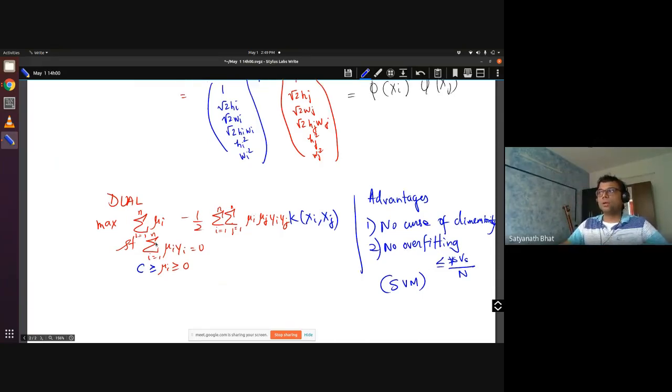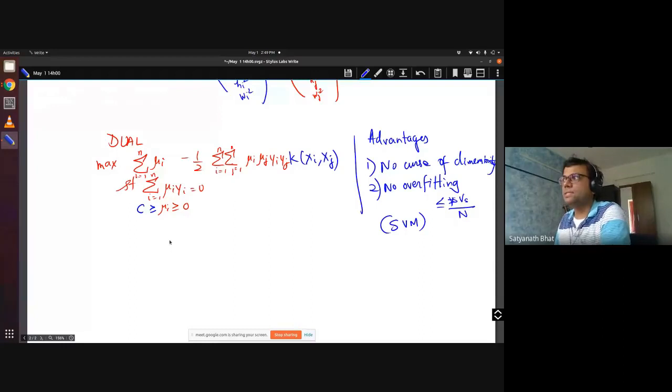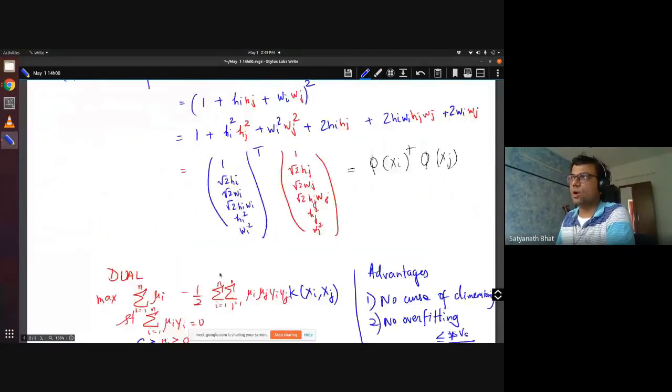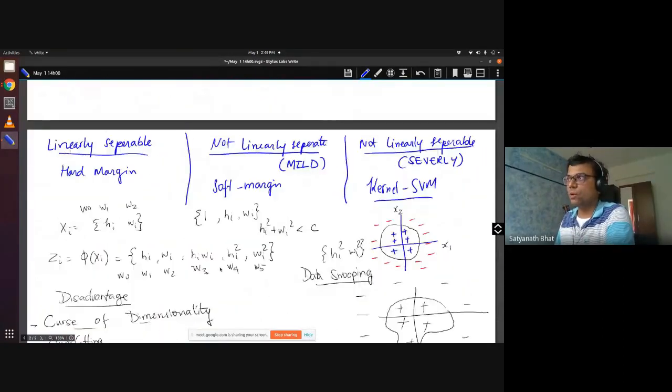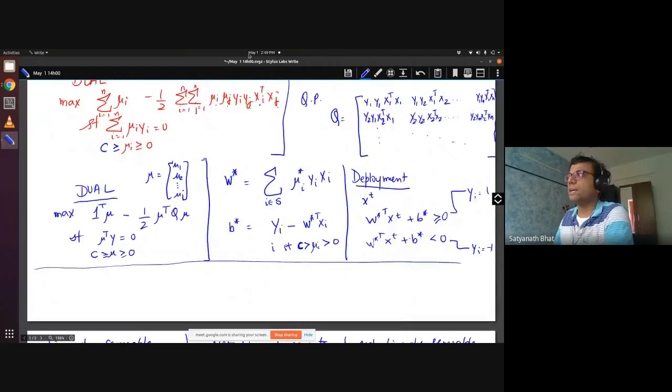Okay, so now we have to see what happens in our original space. How do we deploy it? If we go back to the place where we have written the deployment algorithm, like the deployment steps, let me take that.